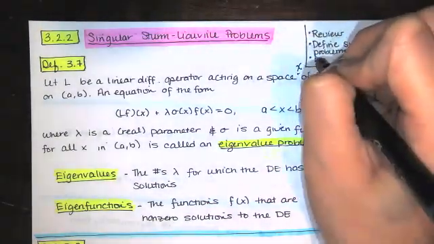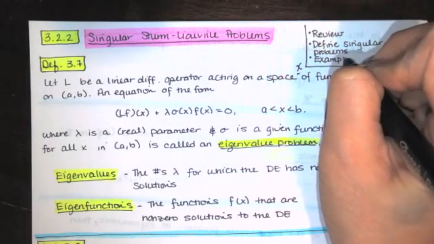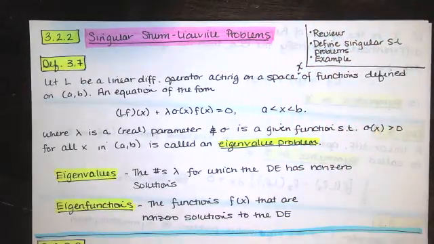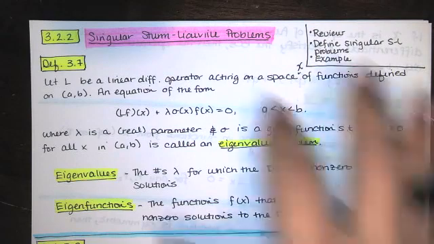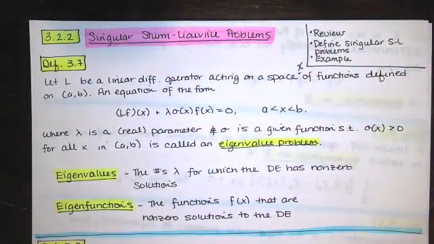We're not actually going to solve that example. We're just going to show that the operator featured in the differential equations, acting on the space of functions that may satisfy the differential equations and the corresponding boundary conditions, is symmetric. So we're going to do all of that after we have done this review and defined singular Sturm-Liouville problems.